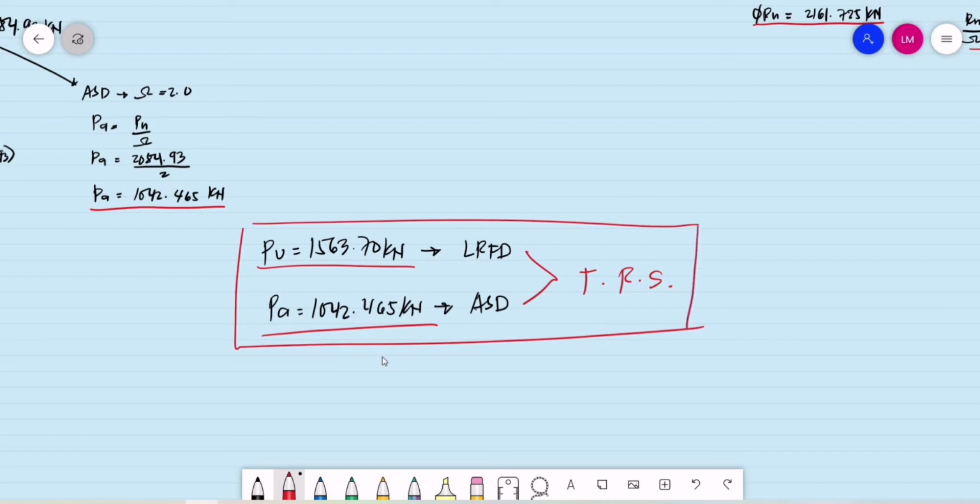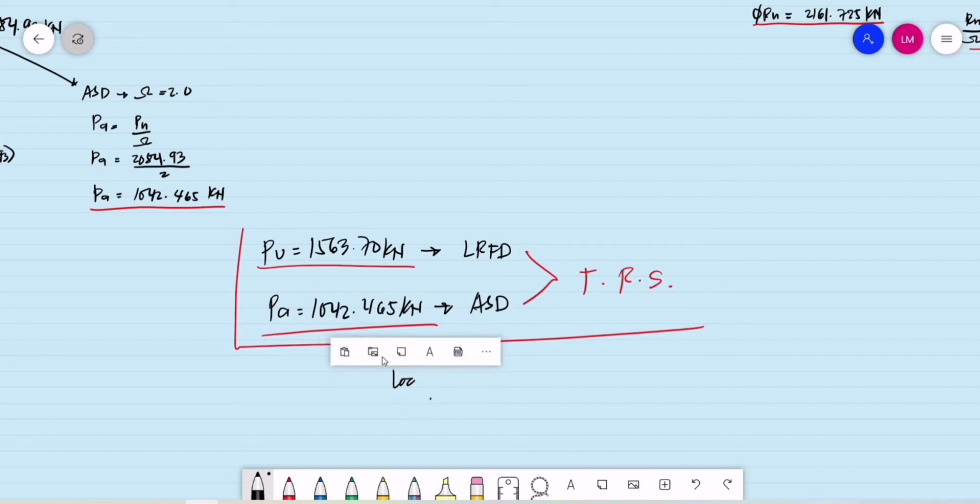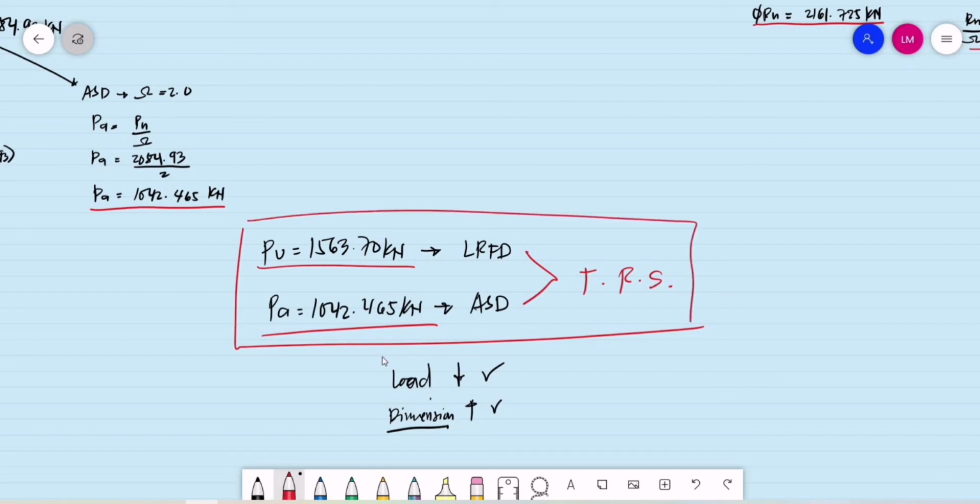Again, if we are designing load, or the safe value of the load, the lower the value, the better. But if we are designing a dimension, the greater the dimension or the larger the dimension, the better. But you need to consider if this is an economical dimension. This will be our complete analysis for the given angle.